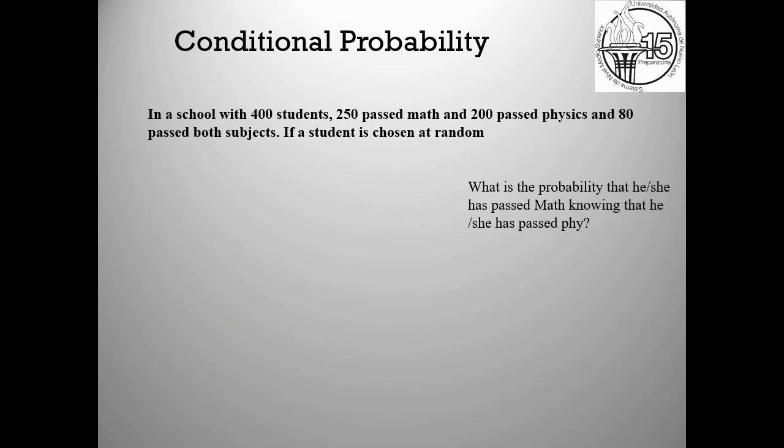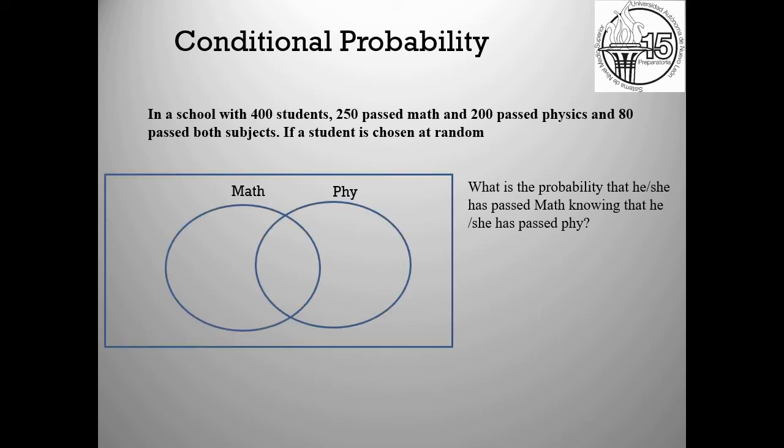Let's check the following sample. In a school with 400 students, 250 pass math and 200 pass physics, and 80 students pass both subjects. If a student is chosen at random, what is the probability that passed math knowing that had passed physics?